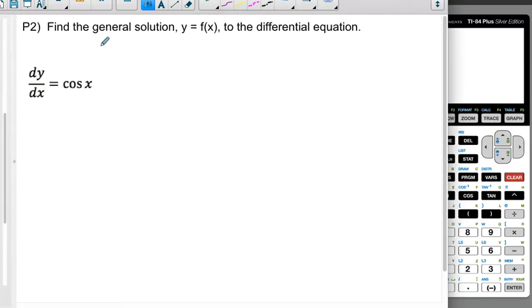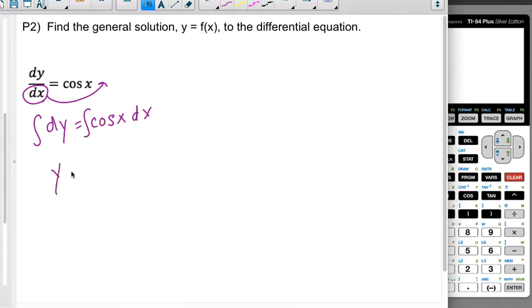All right, you're going to go ahead and try one. So find the general solution to this differential equation, right? So pause me if you want to do it without me. First thing I'm going to do is separate the variables by moving my dx over. So I'm going to get dy equals cosine of x dx. And then I'm going to integrate both sides.